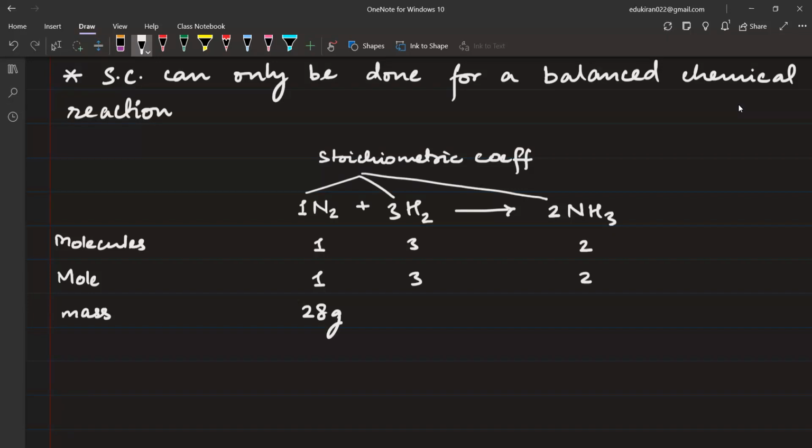I can say that 1 mole of nitrogen weighs 28 grams. So 28 grams of nitrogen will react with, what is the mass of hydrogen here? Here we have 3 moles of H2. That means 6 grams of hydrogen. And it is going to give you, what is the molar mass of ammonia? 14 plus 3, that is equal to 17, into 2 will be equal to 34. It will give you 34 grams of ammonia. Is this clear, guys?